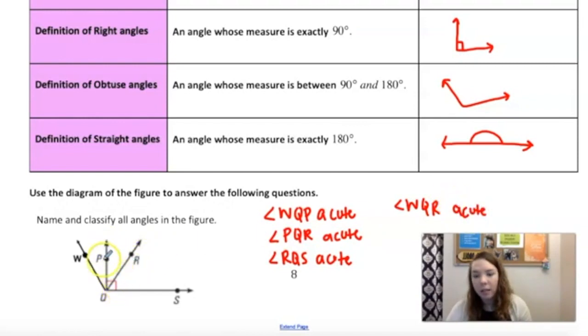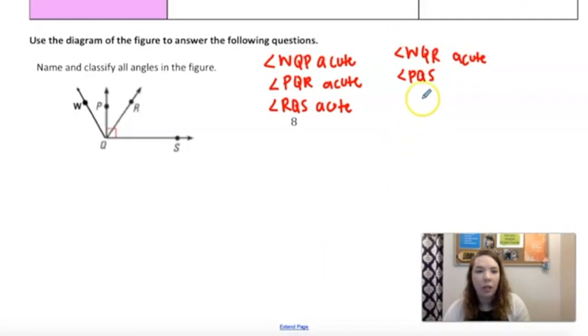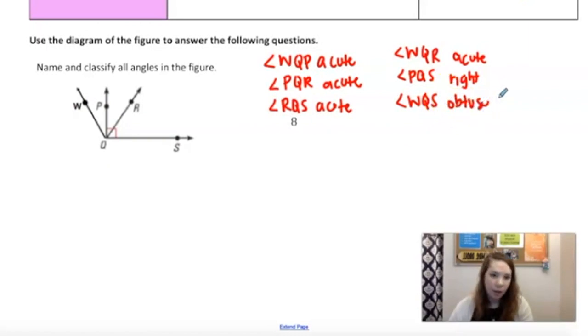You could combine these two to get your right angle, angle PQS. Is a right angle. And then the angle on the outside, WQS, is larger than 90, so that one would be obtuse. And we don't have any straight angles on this page. I think I got them all.